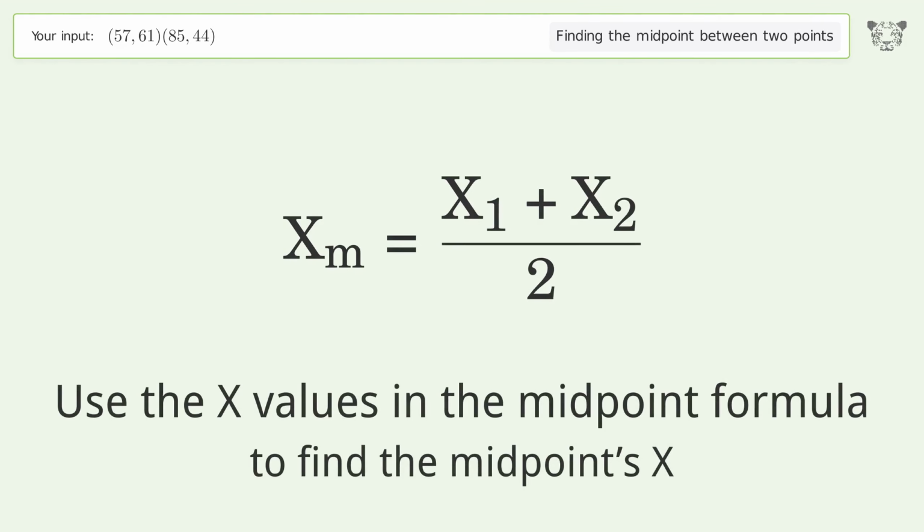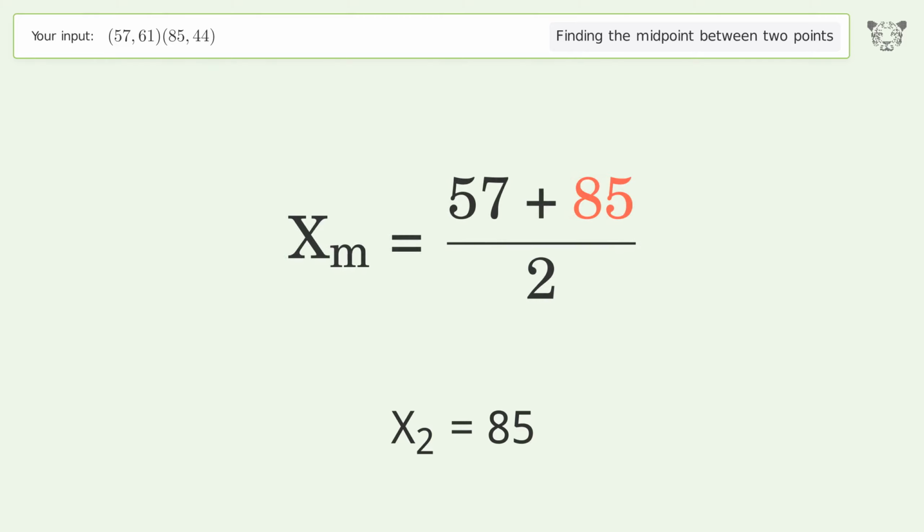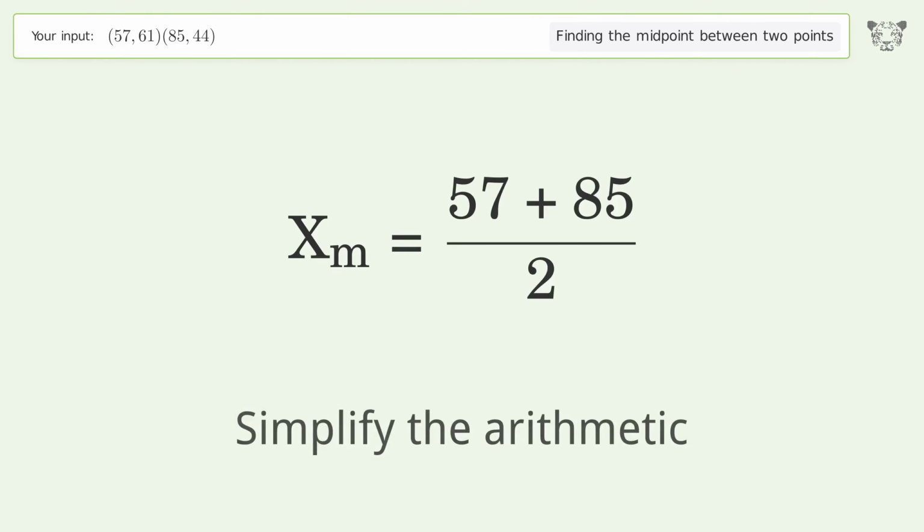Use the x values in the midpoint formula to find the midpoint's x. x1 equals 57. x2 equals 85. Simplify the arithmetic.